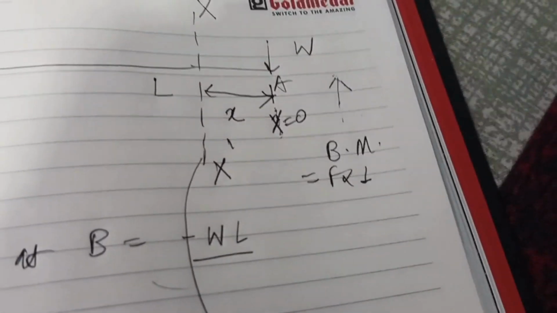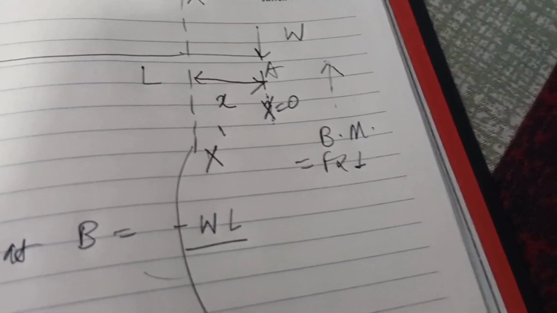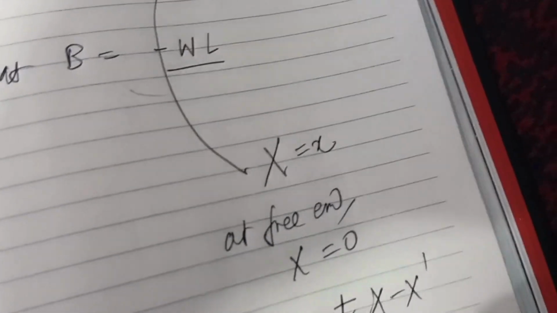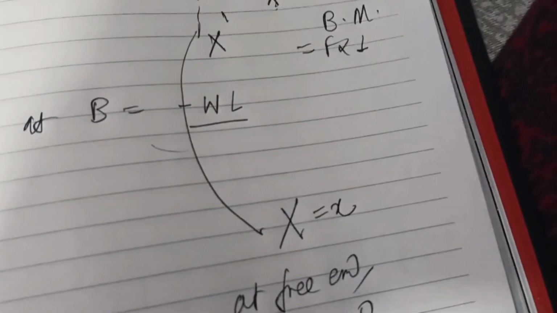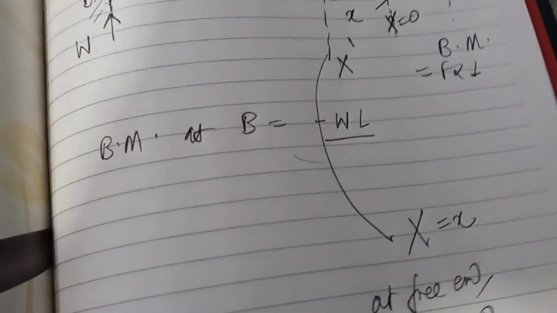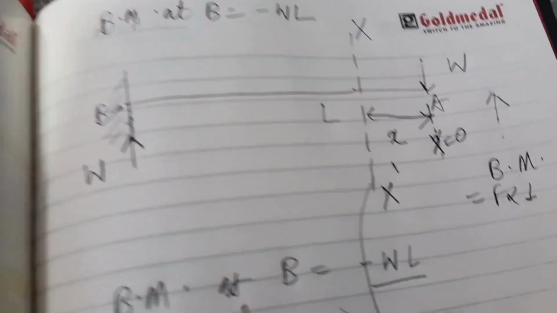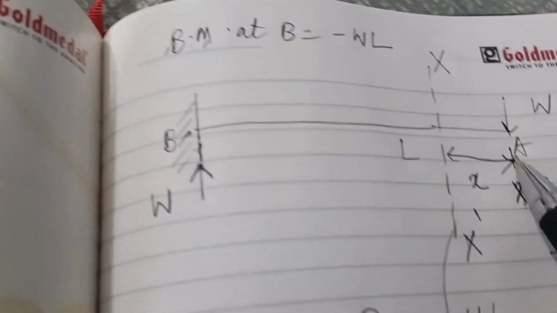So bending moment at section xx, that is at a distance x, is equal to minus W into x, right? And how is the bending moment varying? The bending moment is varying linearly as we go farther from the free end.